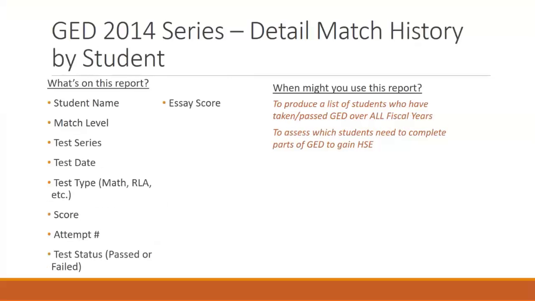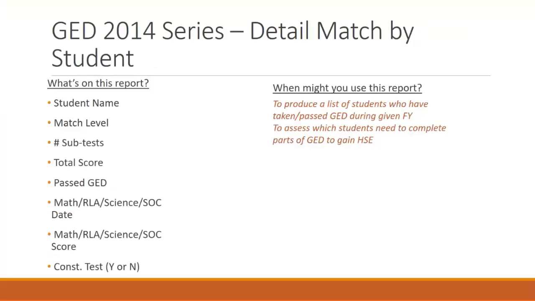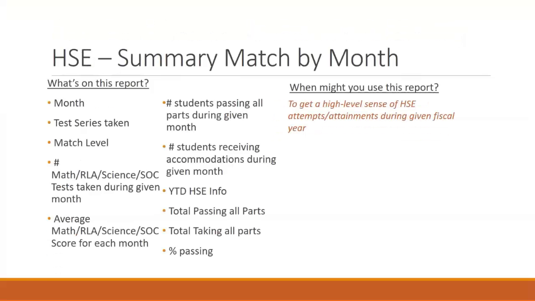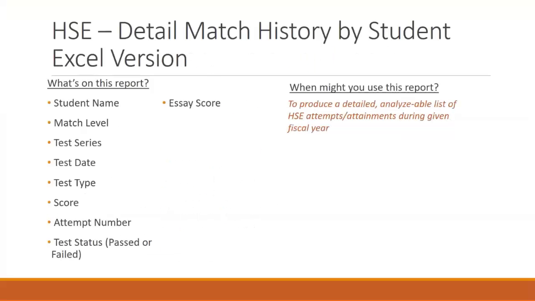And this is essentially the same report that we just talked about, but instead of showing just the results for this fiscal year, this one shows the data for all fiscal years. And this is, again, pretty much just another high school equivalency report. Another high school equivalency report, but this one is more specifically formatted to work for Excel. So again, just making it a little bit easier for you all to manipulate.